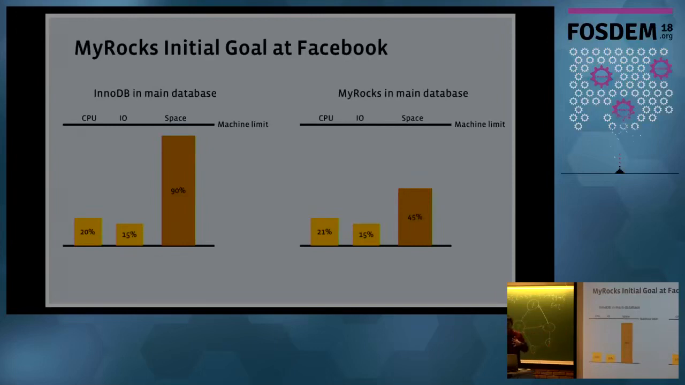LSM is a very space optimized database. Our initial experiment showed that space could be saved by half compared to compressed InnoDB. It used a bit more CPU, but for our workloads, CPU and IO utilization was pretty comparable to InnoDB. After saving space, technically we could put another MySQL instance in the same machine. By running two instances in the same machine, ideally we could cut the number of machines by half, which was quite a big deal for us. That's why we started this project, spending many resources.